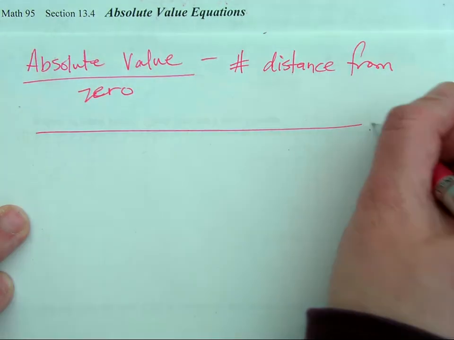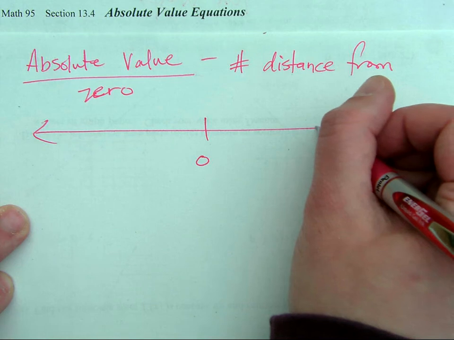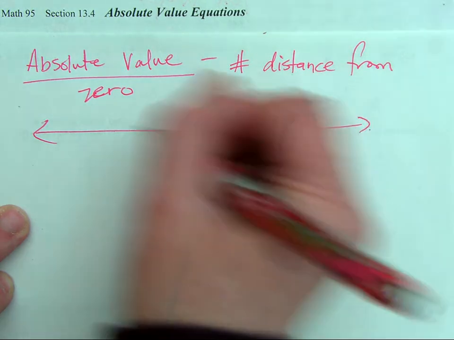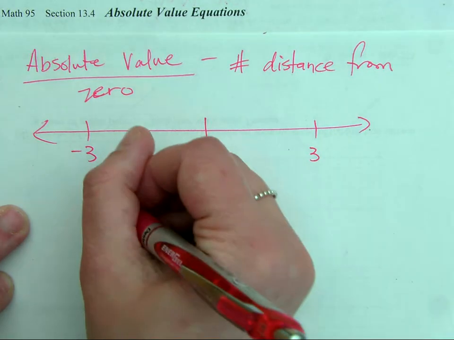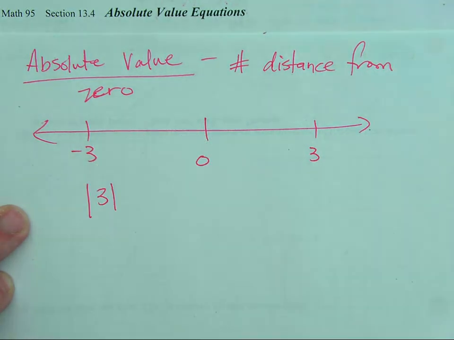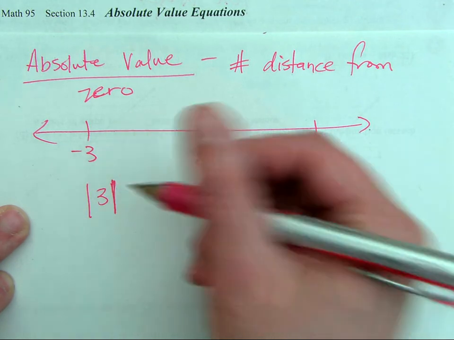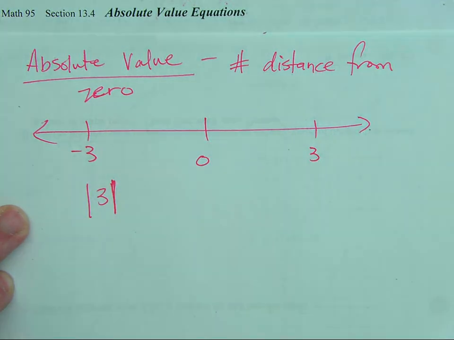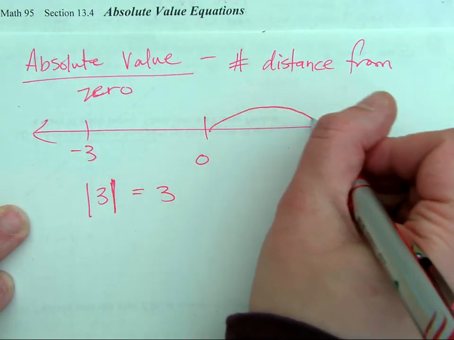So if you think about a number line, you have 0 here in the middle, and absolute value doesn't care what direction we go in. It's saying how far away are we from 0. So if I say the absolute value of 3 and I use these parallel lines next to 3, that's the symbol that means absolute value. How far away from 0 is 3? It's actually 3 units, right, away.